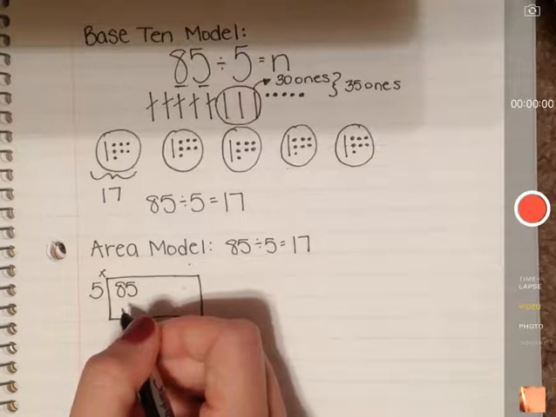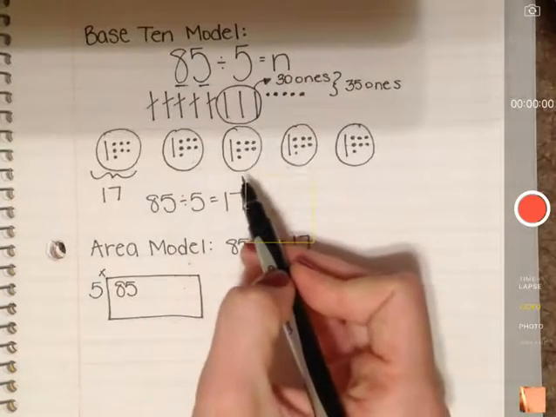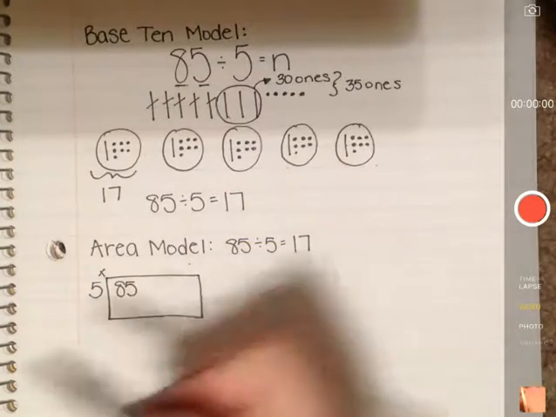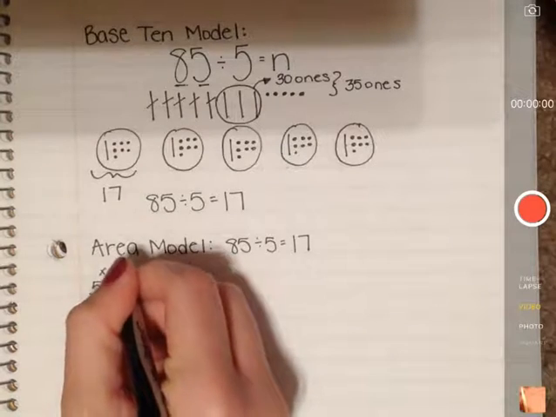Well, I know from my base 10 model that I can place a 10 stick in each of my groups, and 10 is an easy number to work with. You always want to start with easy numbers. Easy numbers are numbers like 5, 10, 20, 30, 40, 100, any of those numbers that end in zeros, numbers that are easy to multiply by. So, because we've already done our base 10 model, we know that 10 is a good number to start with.